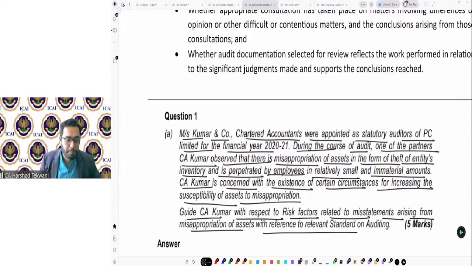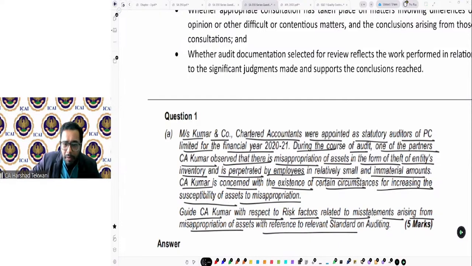Okay. Let me help you with one of the scenario here. When I say misstatement arising from misappropriation of assets, when I say this particular term over here, now can I write this particular term, misappropriation of assets, as basically fraud? So misstatement arising from misappropriation of assets means fraud. Okay. Can I write this as a fraud?